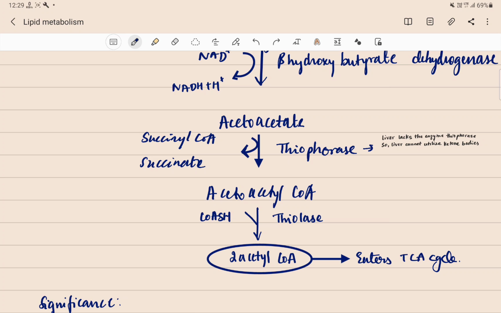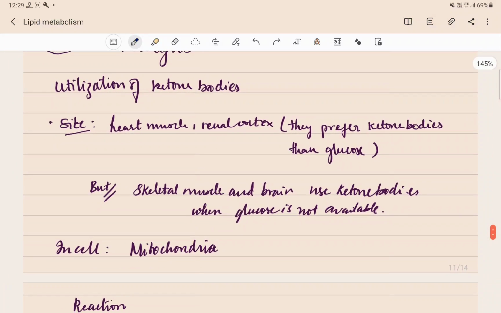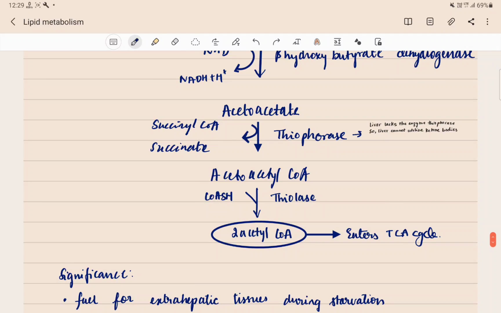So this reaction occurs in the renal cortex and heart muscle, because they have the enzyme thiophorase. Thiophorase converts acetoacetate to acetoacetyl CoA. Here we use succinyl CoA, which releases succinate. So acetoacetate becomes acetoacetyl CoA, and basically only one CoA is added from succinyl CoA, which we can remember.